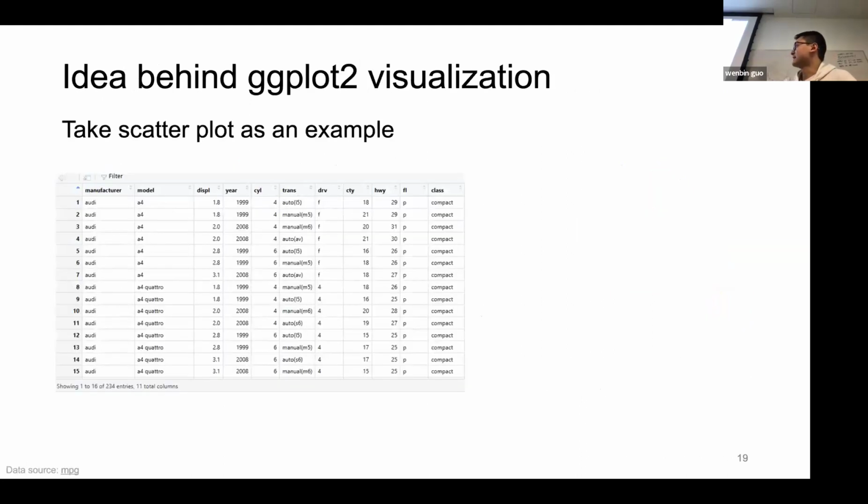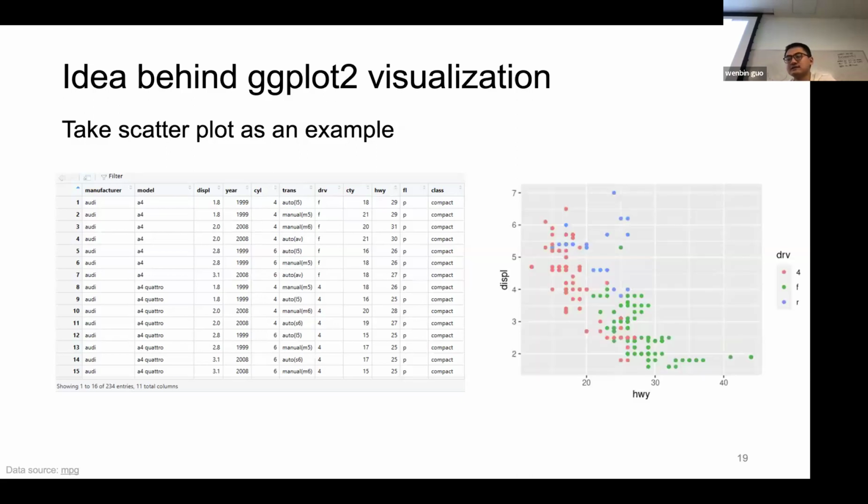For the idea behind ggplot2 visualization, you can think of ggplot2 as a function. A function maps, or transforms, something into another thing. Here, the input is the data, usually in data frame format. It's tabular data, and the output is a figure. And then we want to find some kind of mapping between them.